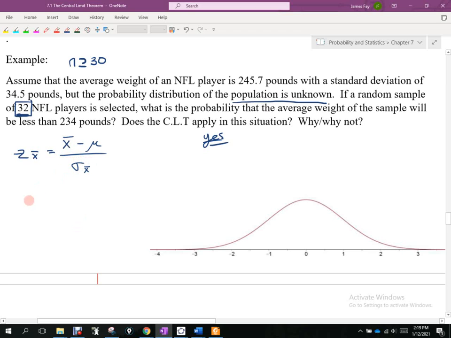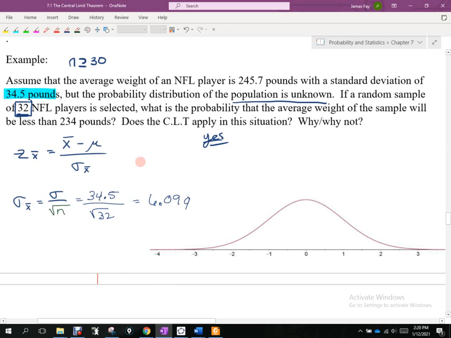What we need to remember is that sigma sub x-bar is found by taking sigma, the population standard deviation, which we know, divided by the square root of n, which is 32 in this case. So we should be able to find those things relatively easily. Take the standard deviation, 34.5, and divide it by the square root of 32. And we get 6.098. We'll make that 6.099, it's the way it rounds.